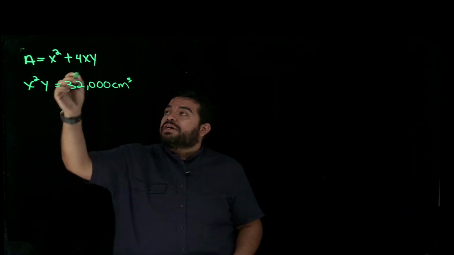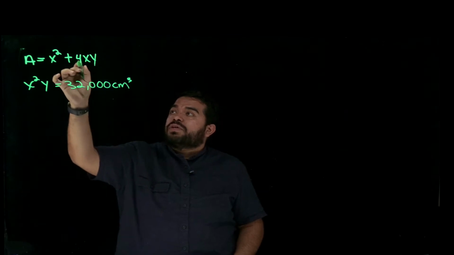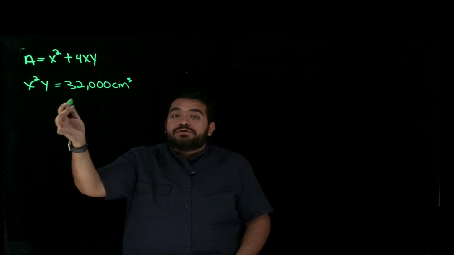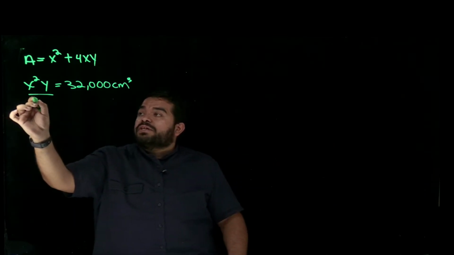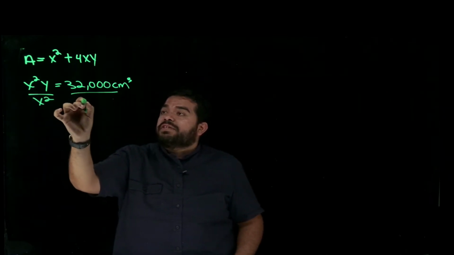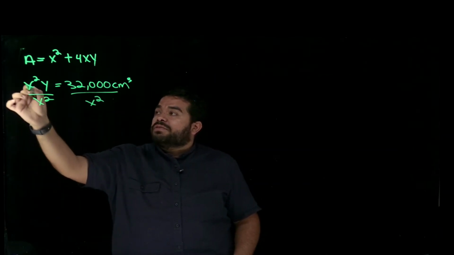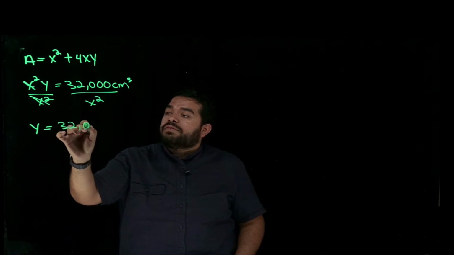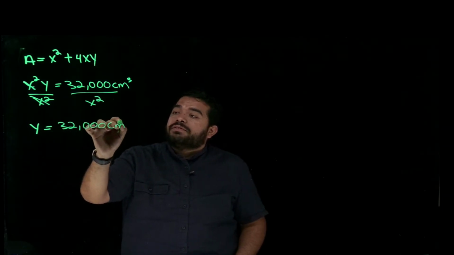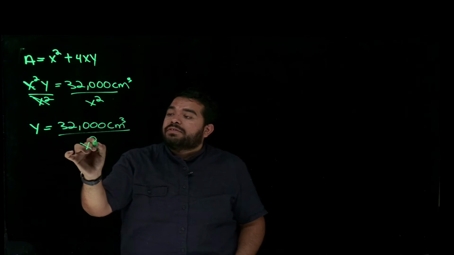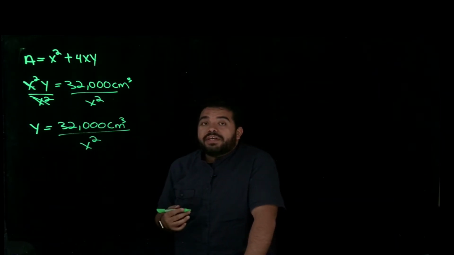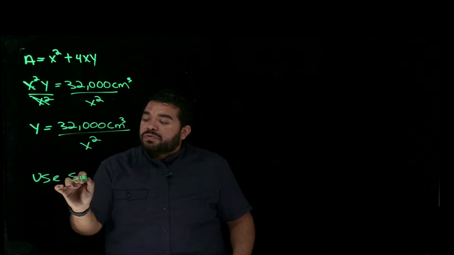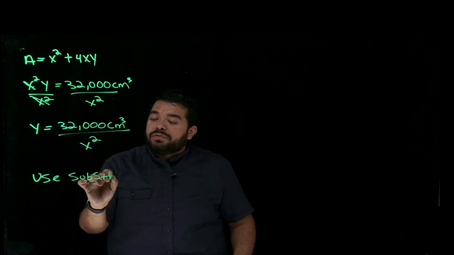So for that reason, I'm going to use this to try to get a function representing the surface area using this fact that has to be true. So what I'm going to do to isolate my y is divide both sides by x squared. And now this will cancel out with this, and I have y is equal to 32,000 centimeters cubed over x squared. Now that I have this, we can go ahead and use substitution.